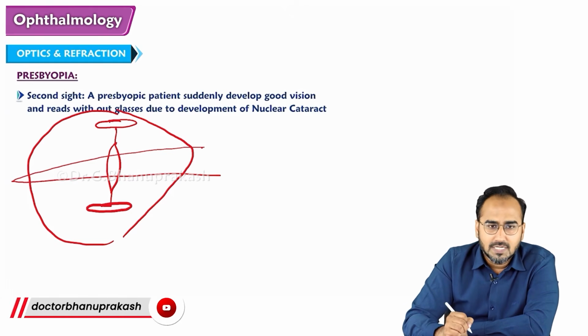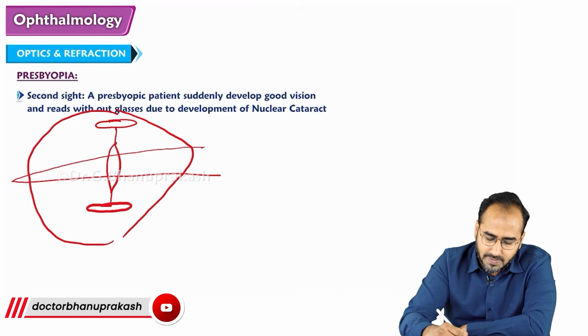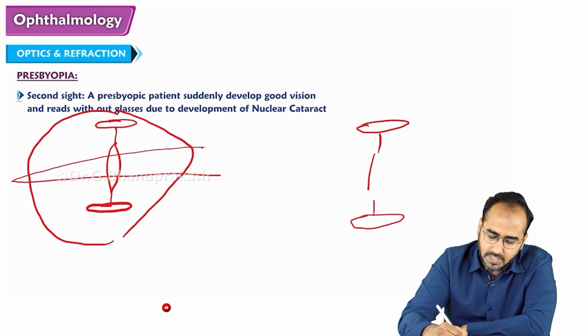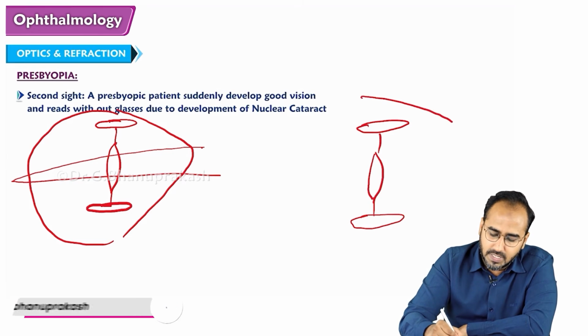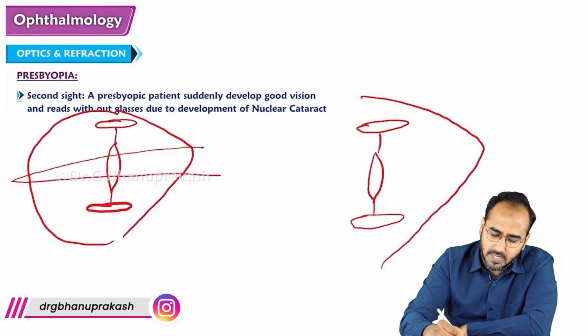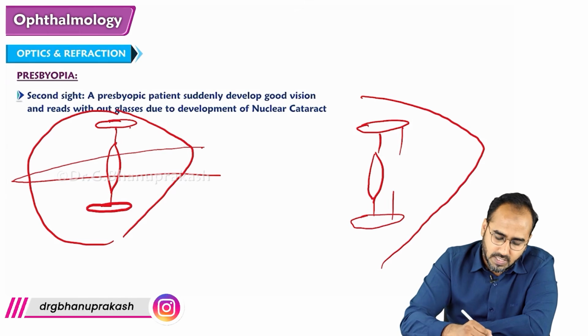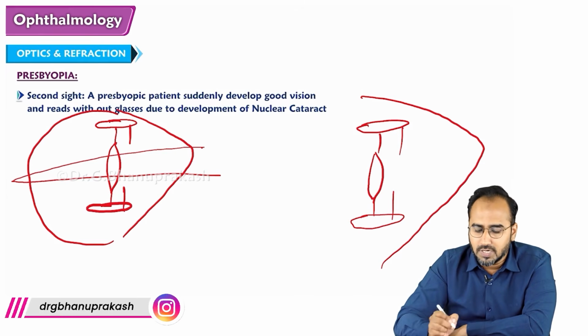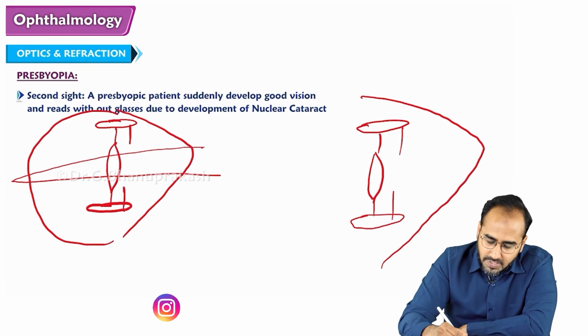But after some time, he comes to your hospital and says, doctor sir, please accept my sweet box. Why? Because I am able to read the near things properly without any glasses. Is it normal? It's not normal. Why? Because this patient has developed nuclear cataract.